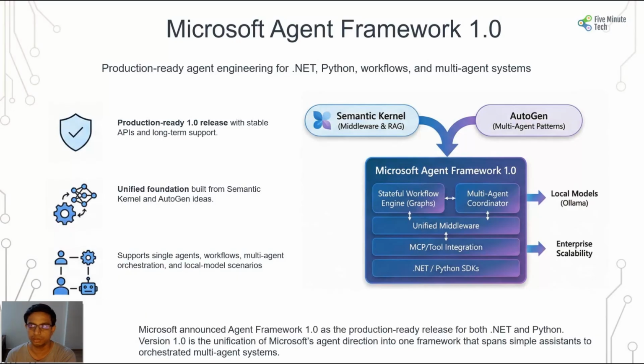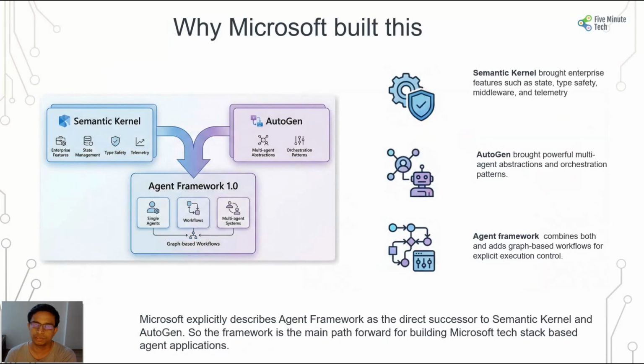It is made to scale for the enterprise, and Microsoft announced Agent Framework 1.0 recently as a production-ready release for both .NET and Python. Version 1.0 is a unification of Microsoft's agent direction into one framework that spans simple assistants to orchestrated multi-agent systems. Why did Microsoft build this?